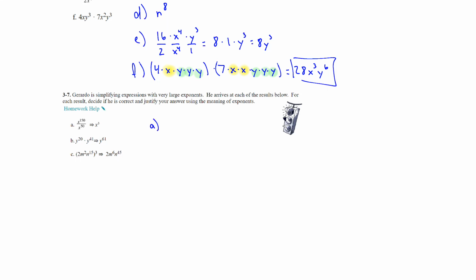Then we need to justify your answer using the meaning of exponents. So on part A, if we have x to the 150th divided by x to the 50th, if we can show our work here, we have x to the 50 over x to the 50 times x to the 100 over 1. So that would be 1 times x to the 100. So we should get an answer of x raised to the 100th power, and you can see that it looks like he divided 150 divided by 50 to get x to the 3rd, which is incorrect. So for each result, decide if he is correct and justify your answer. So on part A, no, he is not correct.